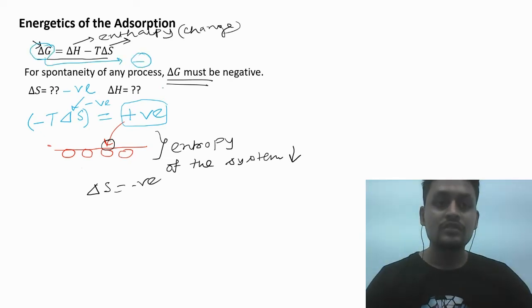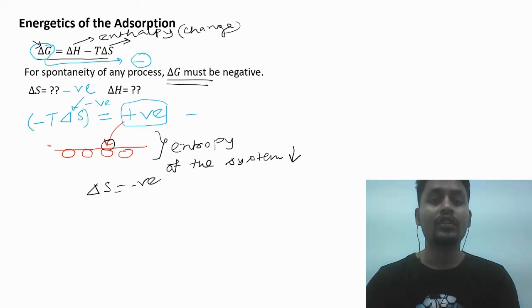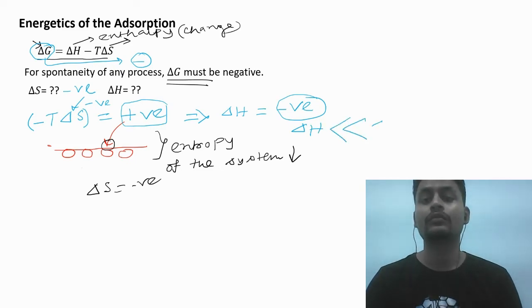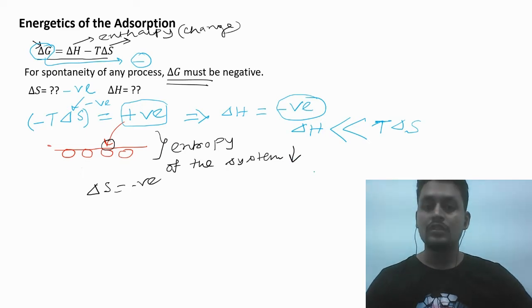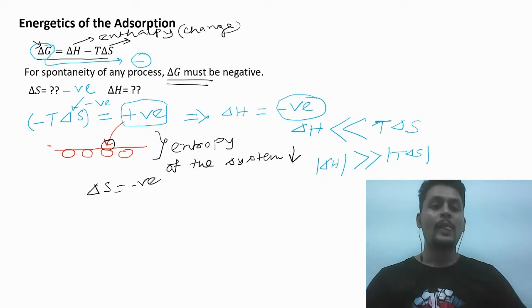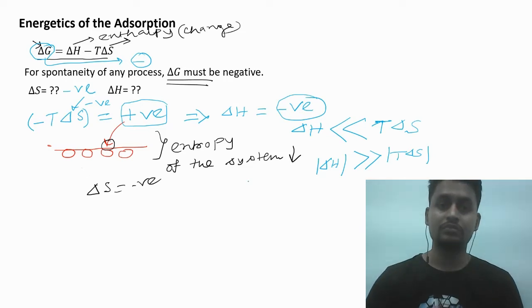So if the process needs to happen, you have no way other than delta H of the process must be negative. And it will be so negative that delta H will be much less than T delta S, right? And if you think about the mod value, then it will be higher than the mod value of T delta S, right? So that means the process will be very much exothermic.